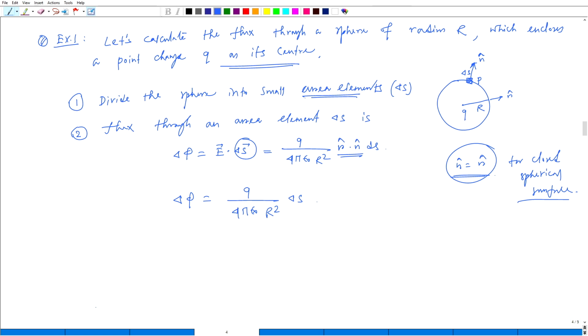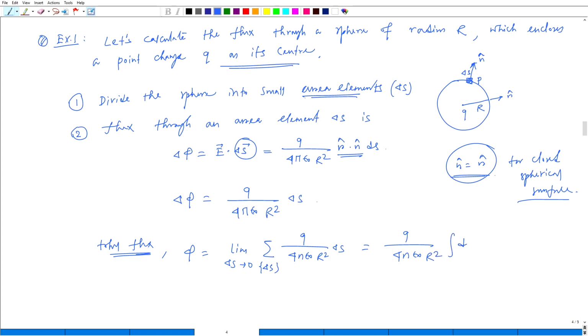Now if we consider the limit delta S tends to 0, the total flux phi is the sum over all the area elements of q over 4 pi epsilon naught r square delta S. Now this sum becomes an integral: q over 4 pi epsilon naught r square times the integral of dS, since r square is a constant, the radius.